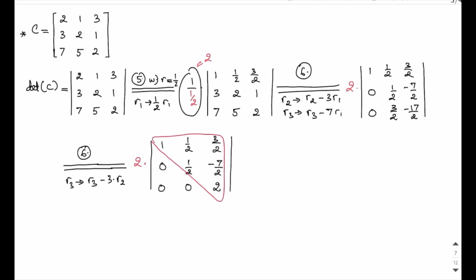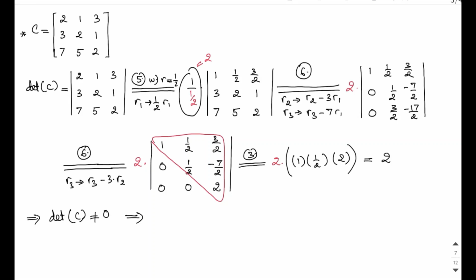And so we can go ahead and say, well, we are going to use property number 3. We rewrite the number 2 that we already had. The determinant would become the product of the entries on the main diagonal. And so the answer is going to be 2. Now the determinant of C is 2, which is not 0. That implies that C is invertible. In other words, the inverse of C exists.